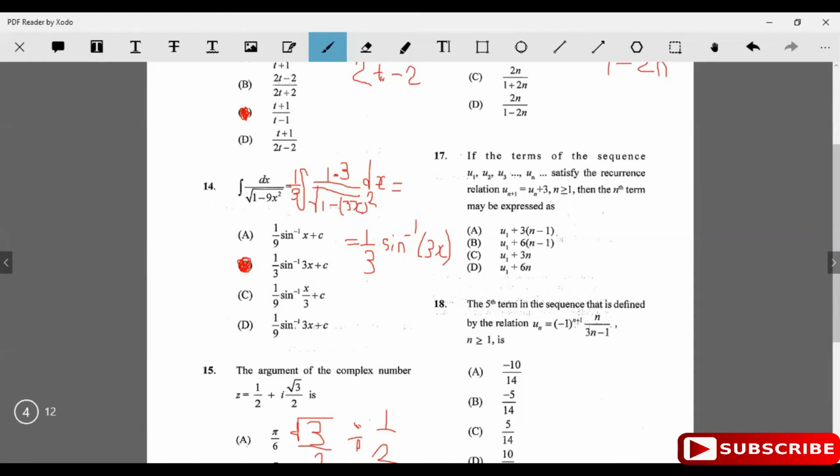Question 17. It says if the terms of the sequence u1, u2, u3, all the way, what is the nth term? They want the nth term. So again, we look at the pattern: we're adding 3 to each preceding term. Un plus 1 is un plus 3. If we change n to 2, u2 is equal to u1 plus 3. And u3 is equal to u2 plus 3, but u2 is u1 plus 3. And so u3 works out to be u1 plus 2 times 3.